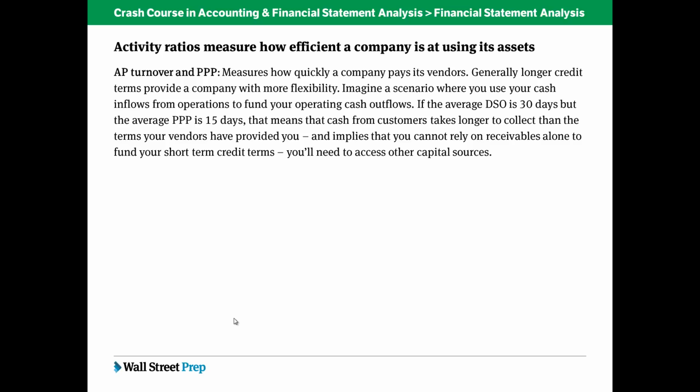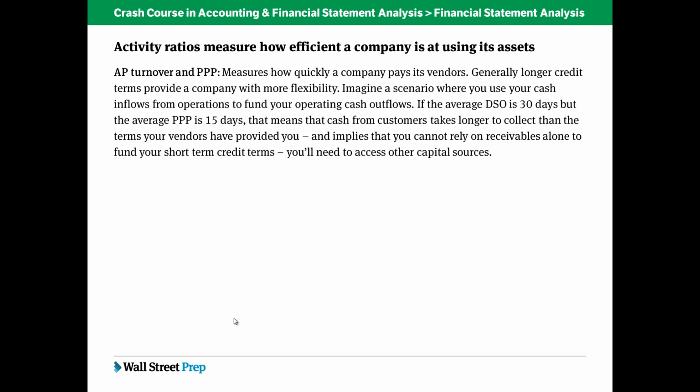On the other side, we have accounts payable turnover and payables payment period. Conceptually, these are sort of the inverse of receivables turnover and day sales outstanding. And this measures how quickly a company pays its vendors. Generally, the longer the credit terms, the better for a company because it provides the company with more flexibility.